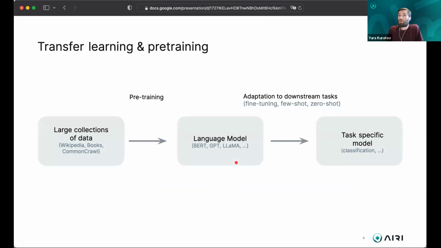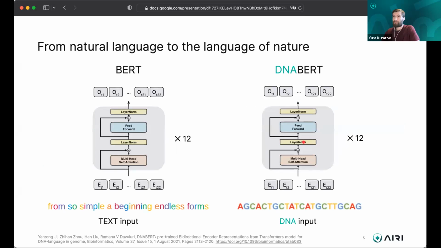Transfer learning became a go-to technique in natural language processing and computer vision. It allows reusing large compute and general knowledge gained during pre-training on large collections of unlabeled data to adapt faster to downstream tasks. With fine-tuning, few-shot or zero-shot approaches, in-context learning, prompt tuning, and many other techniques, we finally get task-specific models as a result. We can go from natural language to the language of nature.